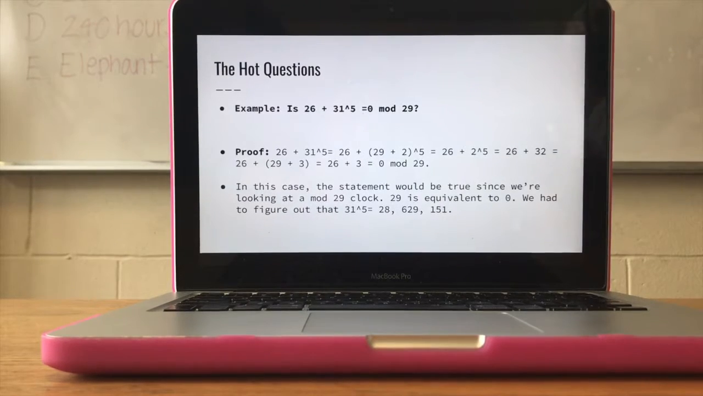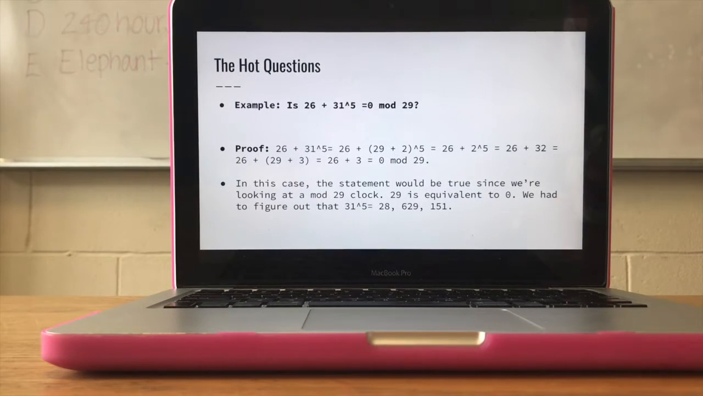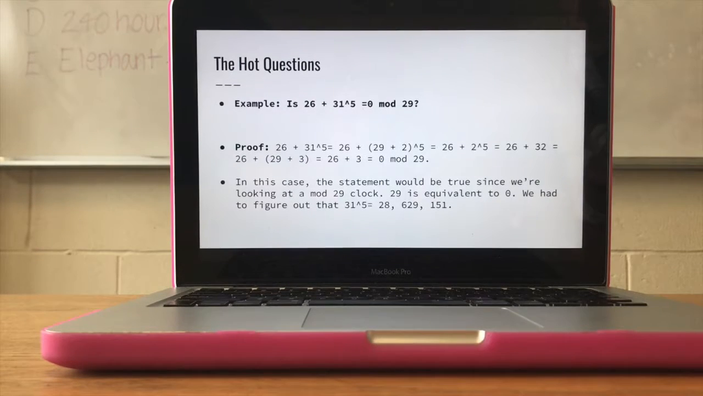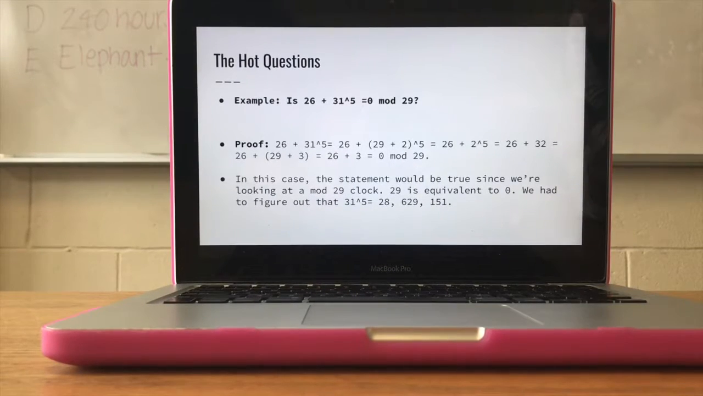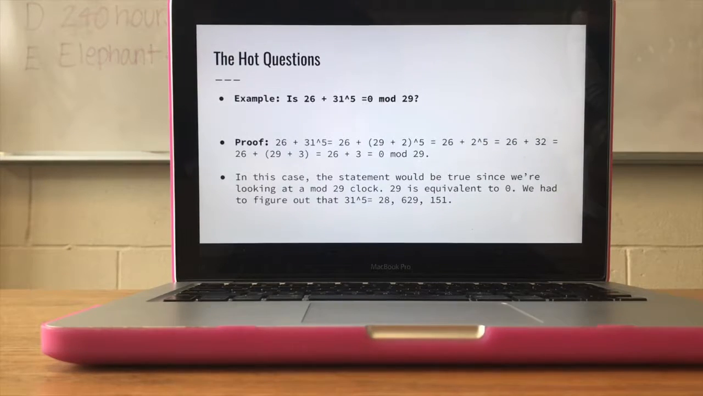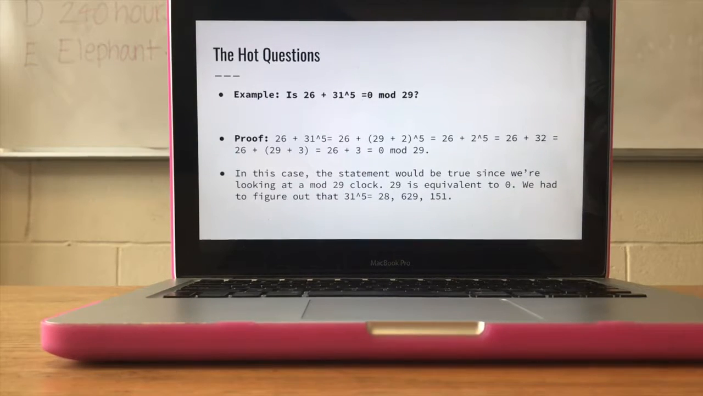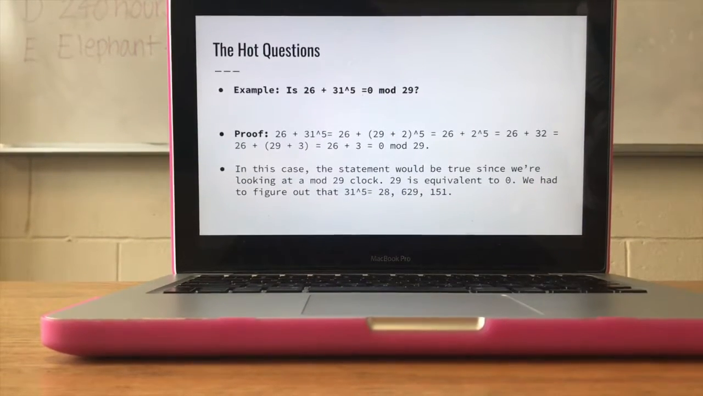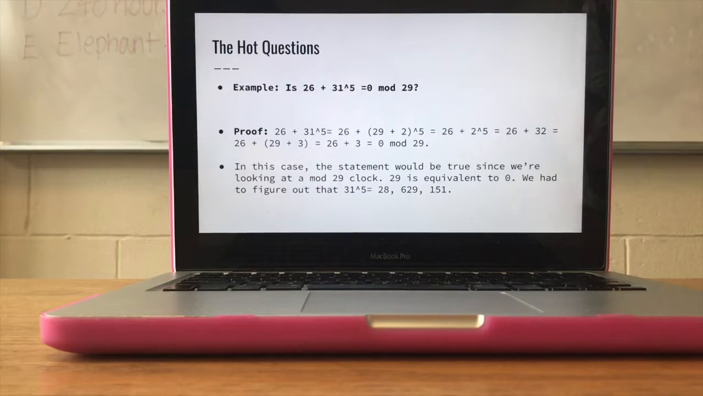The hot questions. Example, is 26 plus 31 to the 5th equal to 0 mod 29? Proof. 26 plus 31 to the 5th is equal to 26 plus (29 plus 2) to the 5th, which is equal to 26 plus 2 to the 5th, which equals 26 plus 32, equals 26 plus 29 plus 3, equals 26 plus 3, equals 0 mod 29. In this case, the statement would be true since we're looking at a mod 29 clock. 29 is equivalent to 0. We had to figure out that 31 to the 5th was equal to 28,629,151.